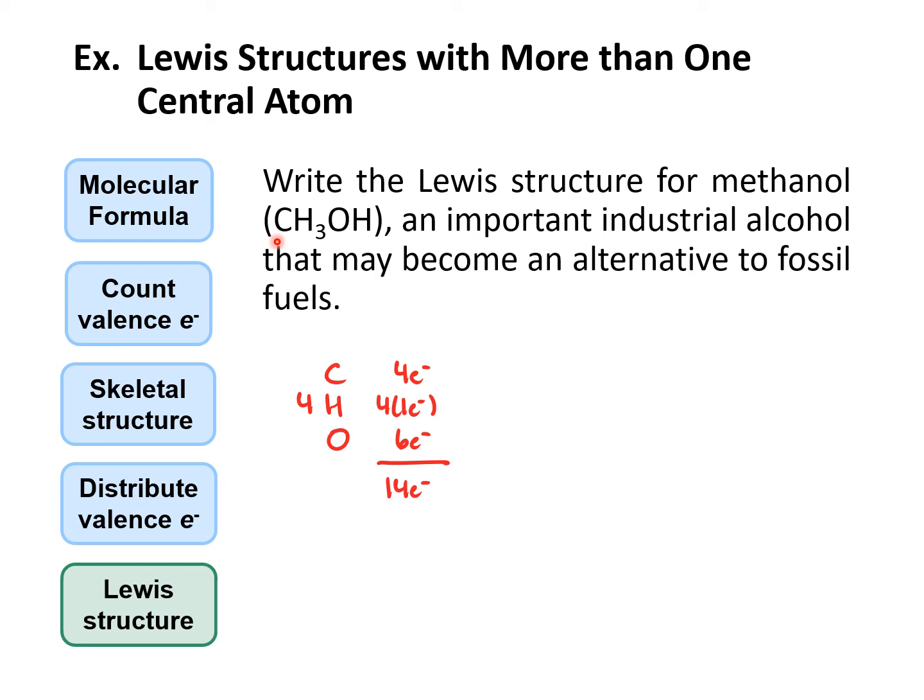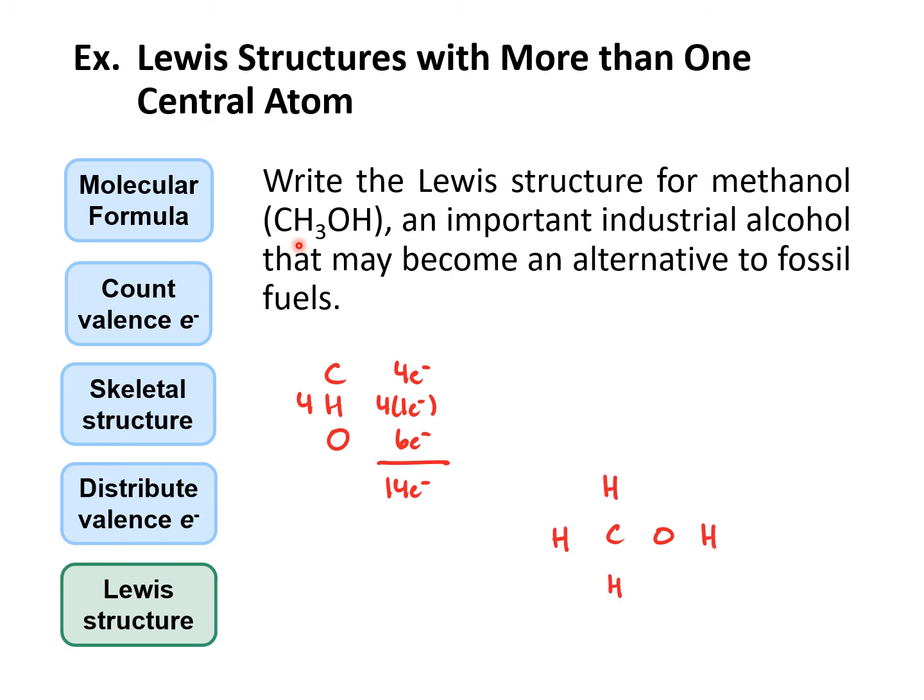The next step is to write the Lewis skeletal structure. In this case, both carbon and oxygen will form the central atoms of the molecule, because our molecule has more than one central atom. Now, carbon and oxygen are actually more electronegative than hydrogen, but because hydrogen can only have 2 electrons, hydrogen always forms the terminal atoms in a molecule.